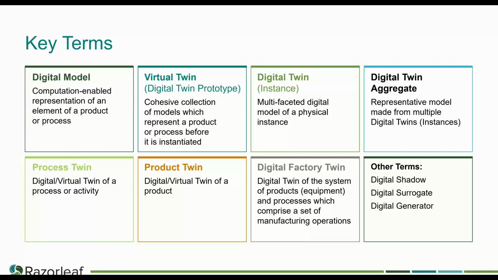Other terms that are worth just knowing that people are talking about: digital shadow, digital surrogate, digital generator. A lot of that has to do with the flow of information between the physical and the digital world and giving labels to those. So I'm not personally a real stickler for a lot of this, but I think it is important to remember that there are different concepts here, regardless of what you call them.